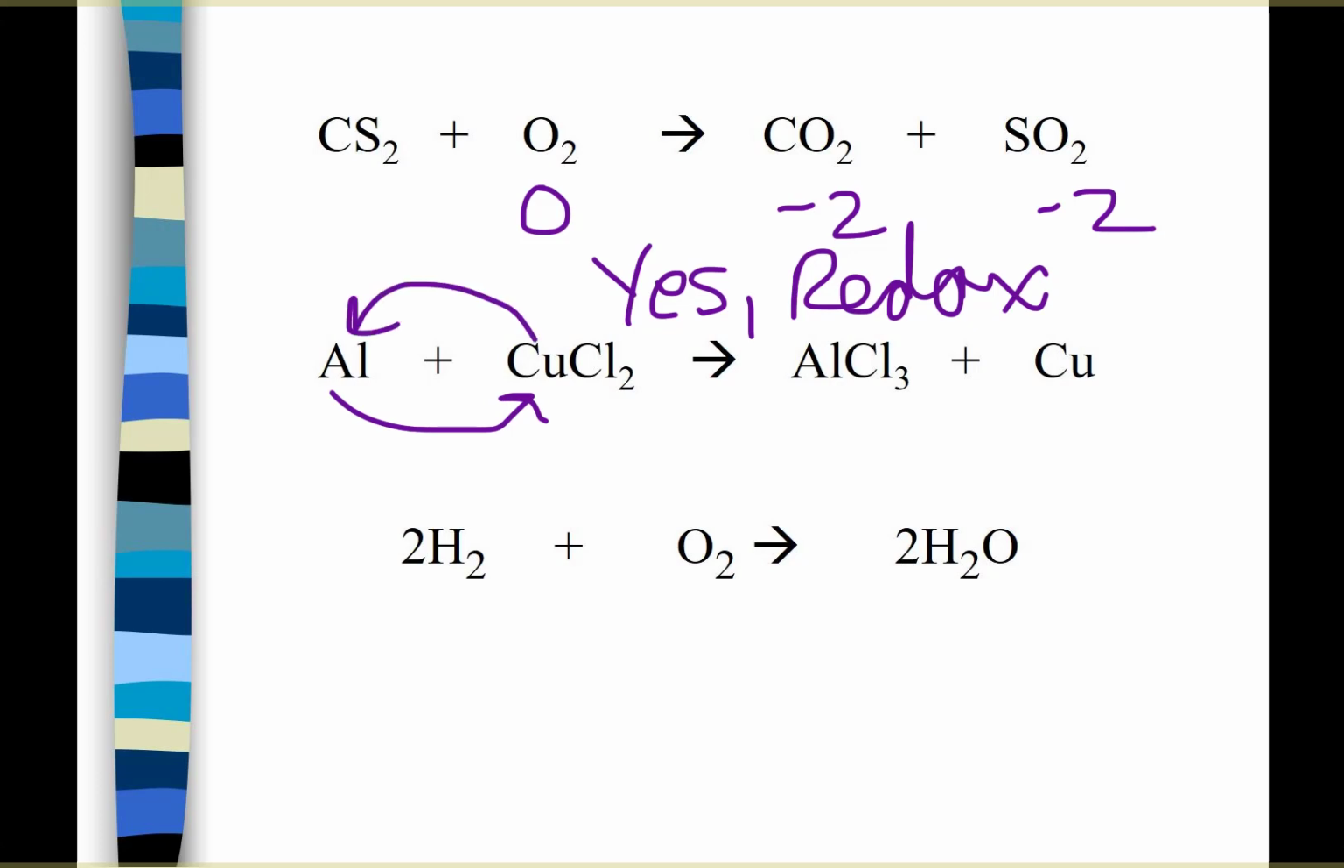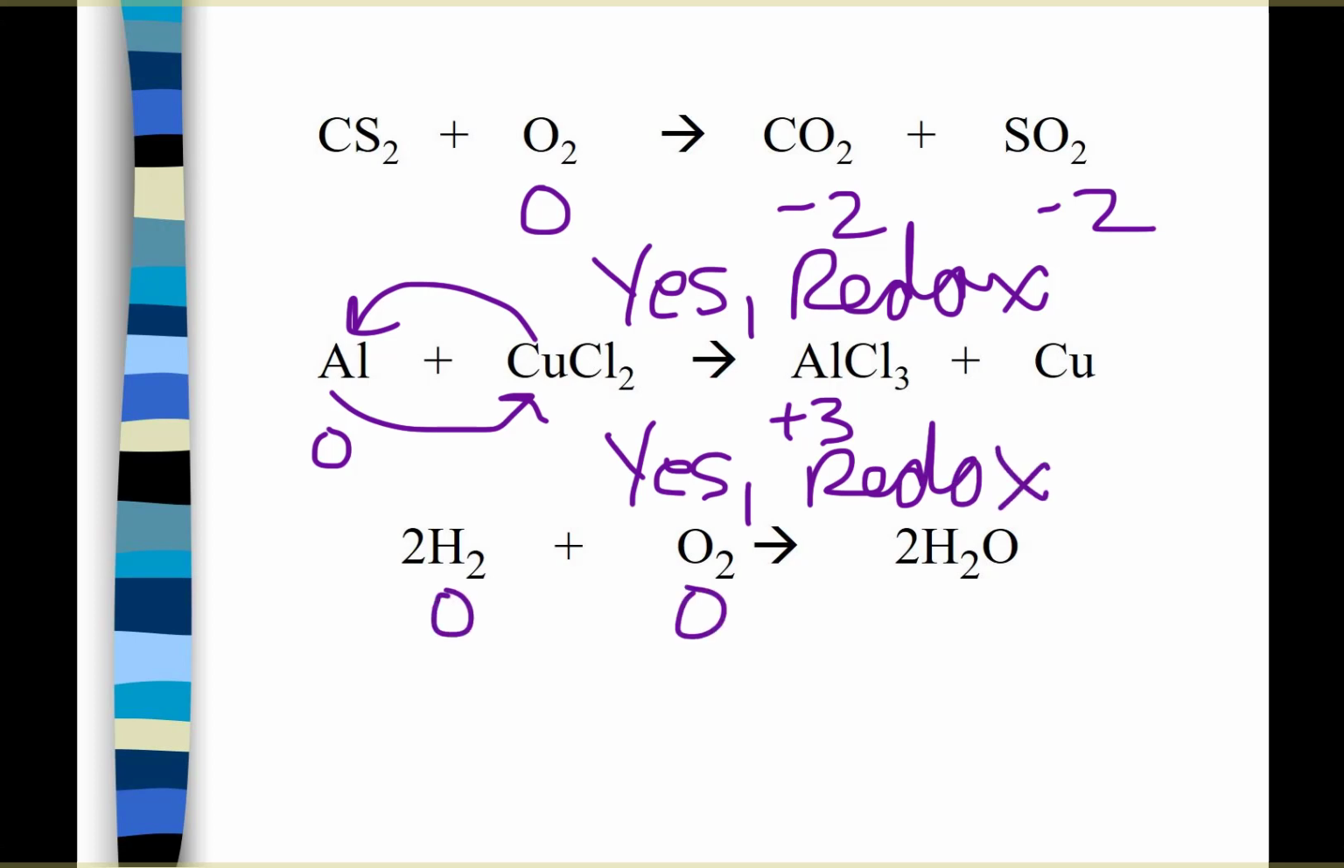On this next one, we see that this one is a single replacement. So I have an element with an oxidation number of 0 going to an element in a compound. So again, this one is a redox. And this last one is a synthesis reaction, and I have two elements here that are combining, and so they will have different oxidation numbers on the right-hand side. So yes, these all are redox reactions.